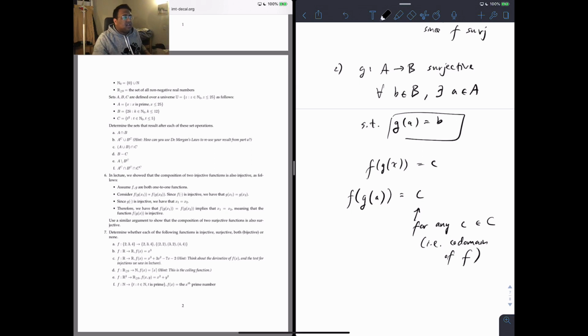So what this is telling me is for any element in the codomain of our composition, there's something I can pass into it to map to that element in our codomain.